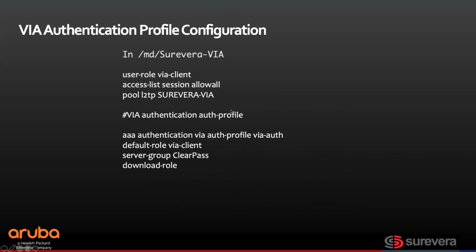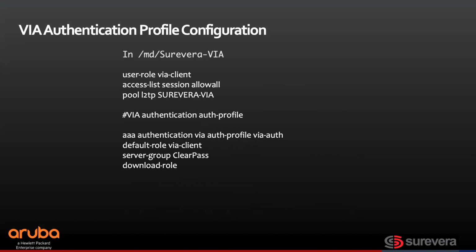So our next one we're going to go over and we're going to look at the authentication profile. So what we're looking at here is we're telling it what role we're going to give users. So basically a default role that we're giving to users as they come into the environment. And here what we've done is we just said a user in the role via client is going to get the access list session allow all.